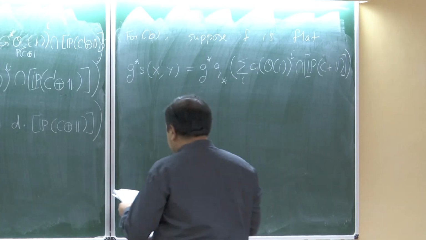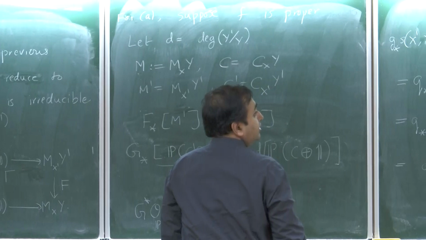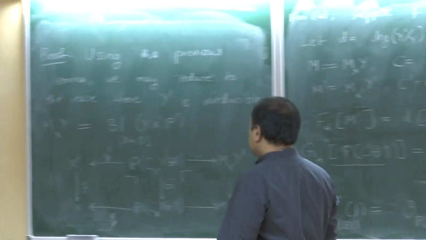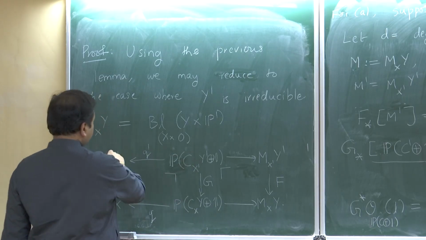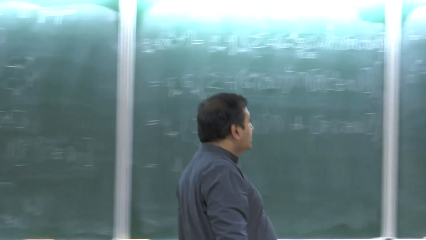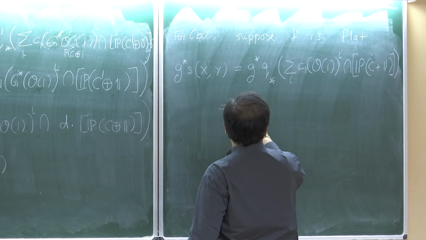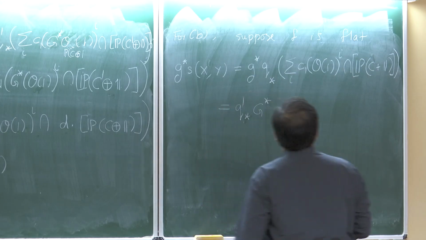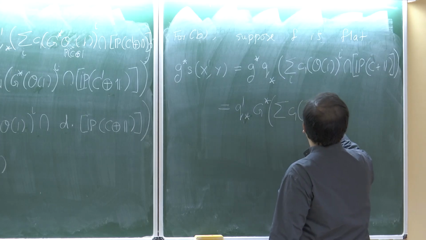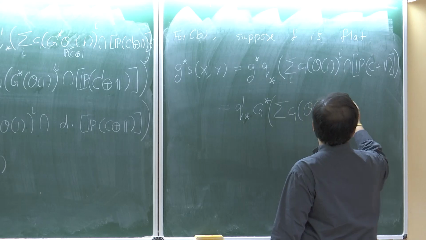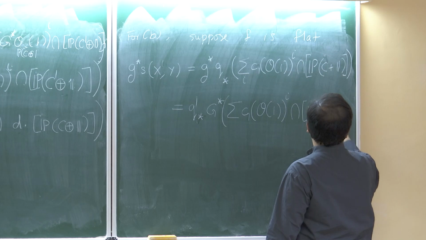Okay, and then this is equal to, so which way is this? We are first pushing forward along this and then pulling back along this. So that is the same as pulling back here and then pushing forward like this. So this is q prime lower star of g upper star of the summation of c1 of O(1) to the i intersected with P of C plus 1.